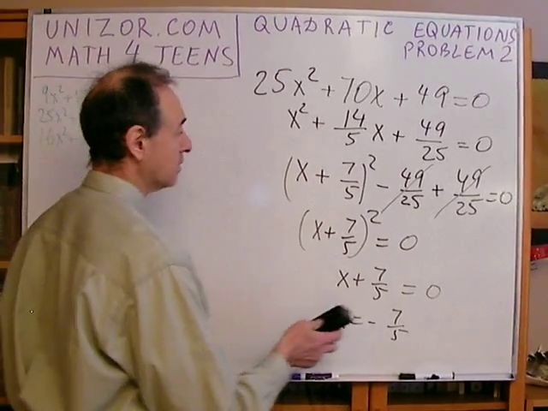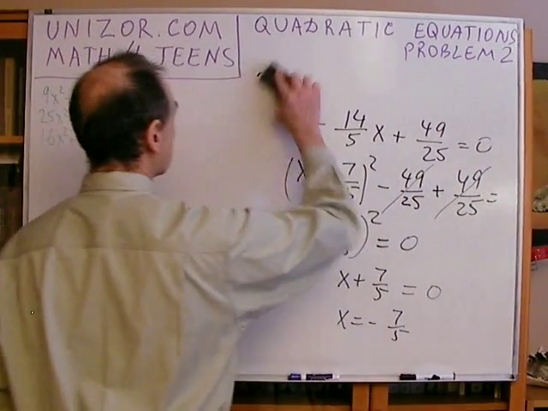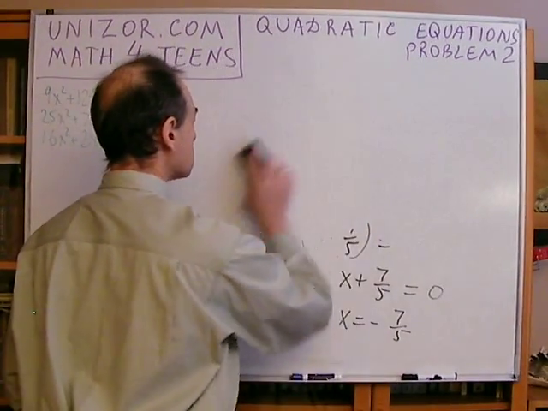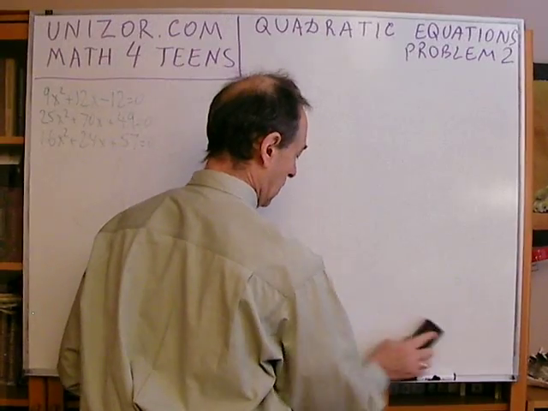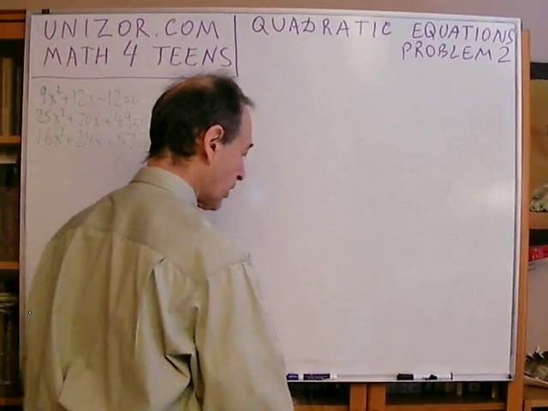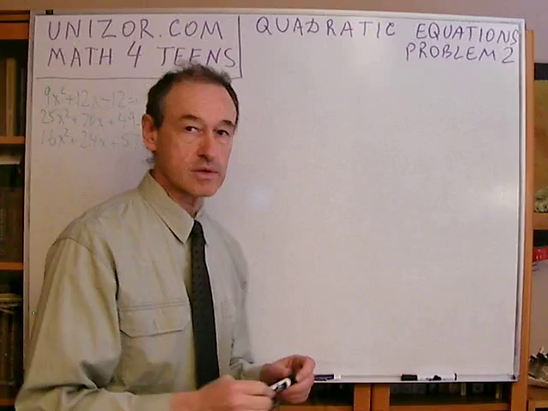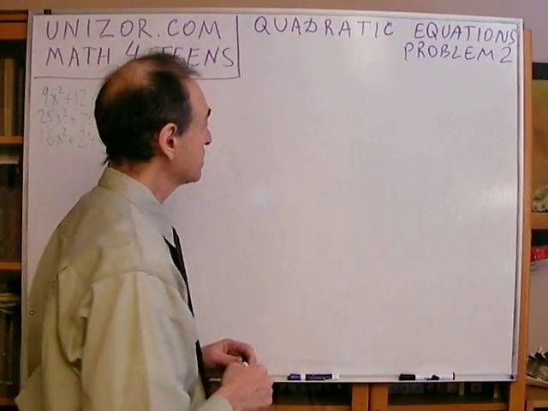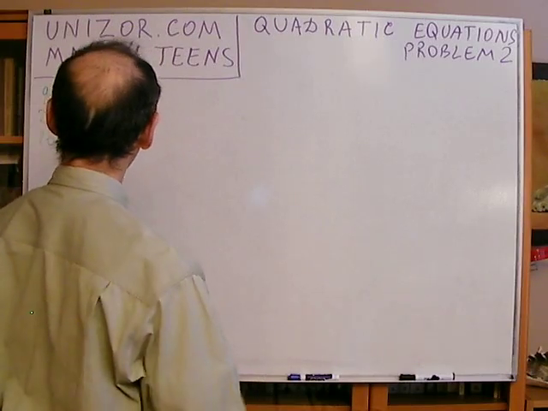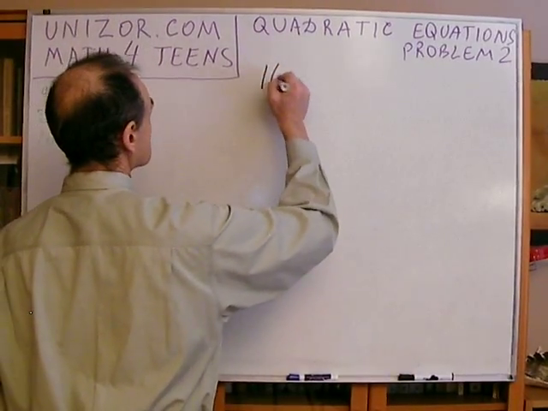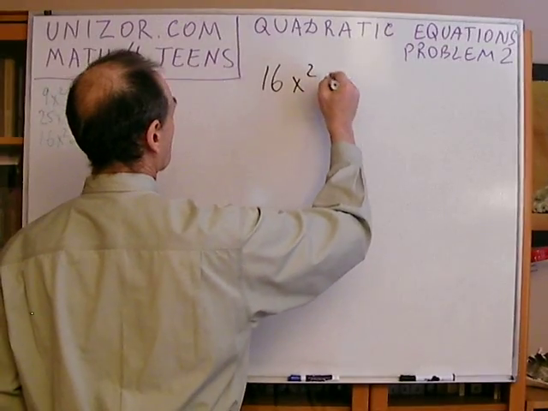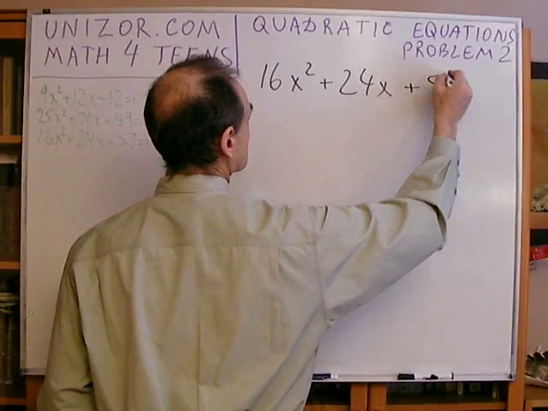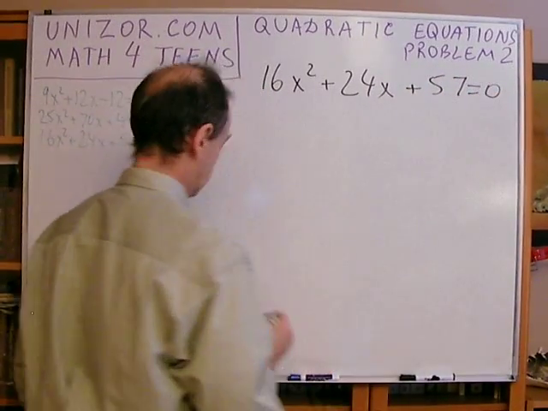Great, let's move on. We have equation number 3, where, as I promised, the solutions will be non-real. They will be true complex numbers with the square root of minus 1, which is i. All right, so what's the equation? The equation is 16x squared plus 24x plus 57 equals 0. Okay?